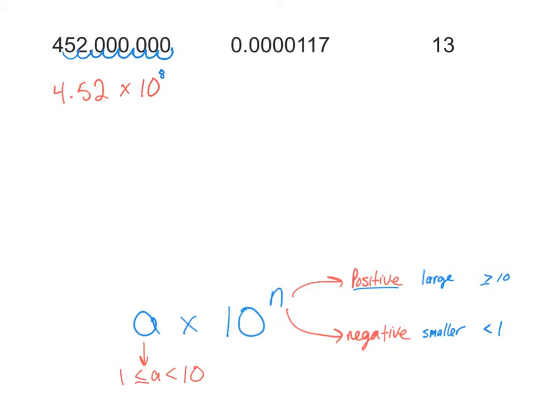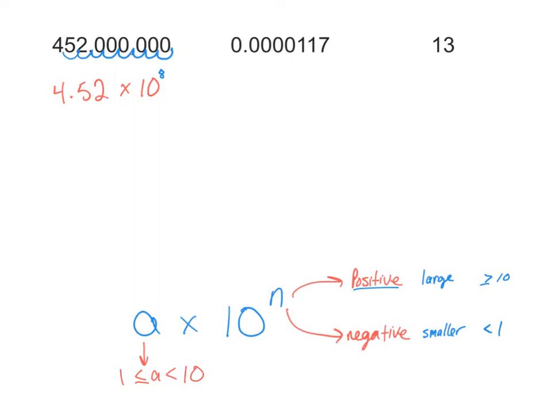A common mistake is that students memorize that when I go left, it's positive, or when I go right, it's negative. We want to be careful there because if you're going back and forth, you might flip-flop what you are doing with the decimal point. Is it going from left to right or right to left? So instead, just think about whether it's positive or negative, which is going to be determined by whether we're dealing with a large number or a small number.